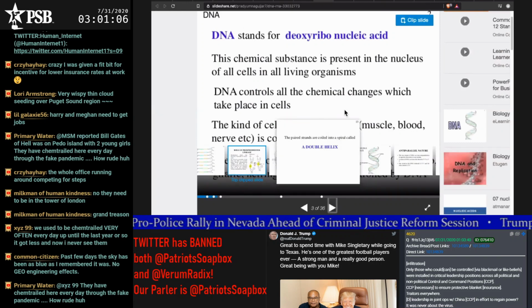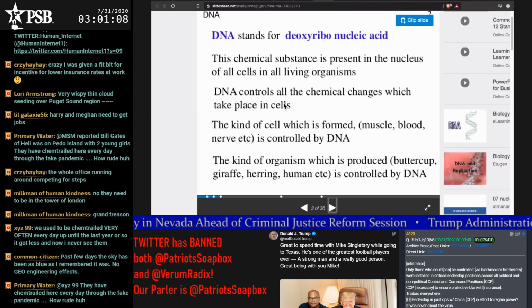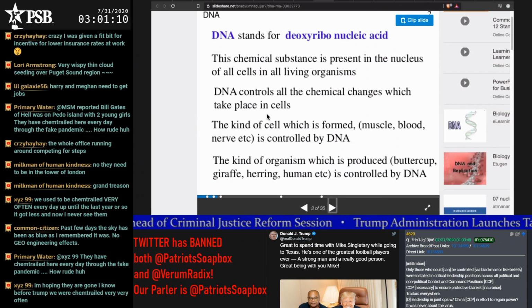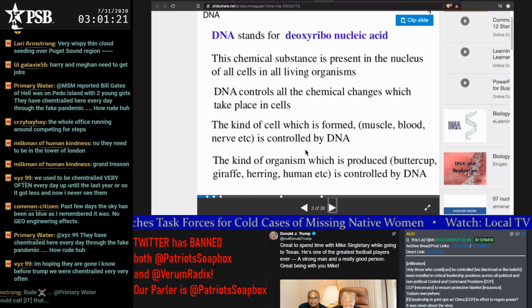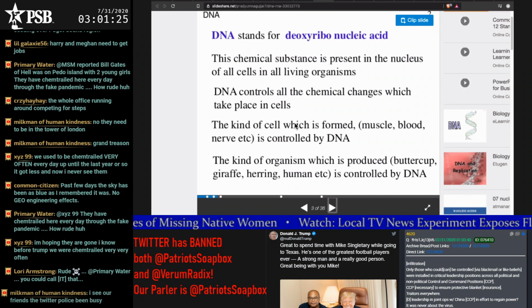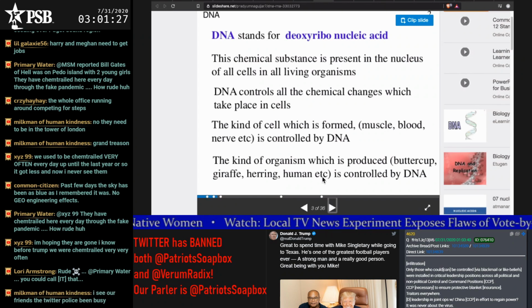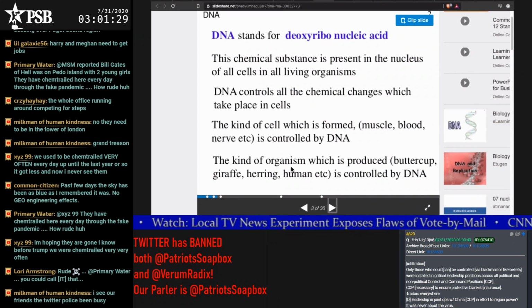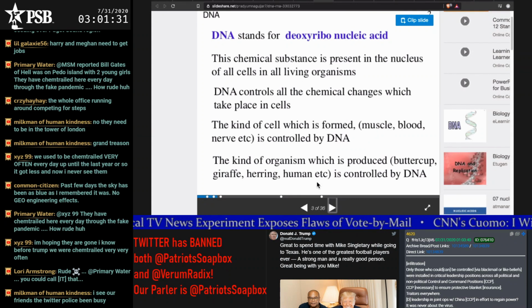They're present in the nucleus of all cells. They control all the chemical changes that take place in cells, DNA. The kind of cells which is formed, such as muscle, blood, nerve, etc., that's all controlled by DNA. The DNA controls what is created by the cells in your body. The kind of organism which is produced, buttercup, giraffe, herring, human, etc., is controlled by the DNA.